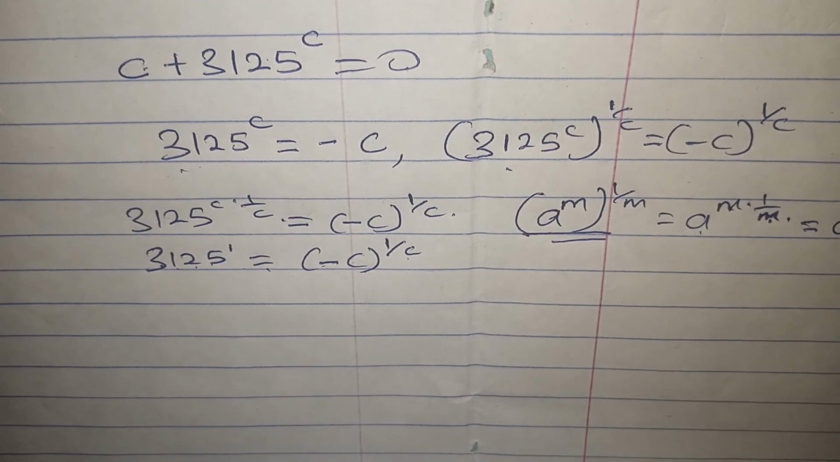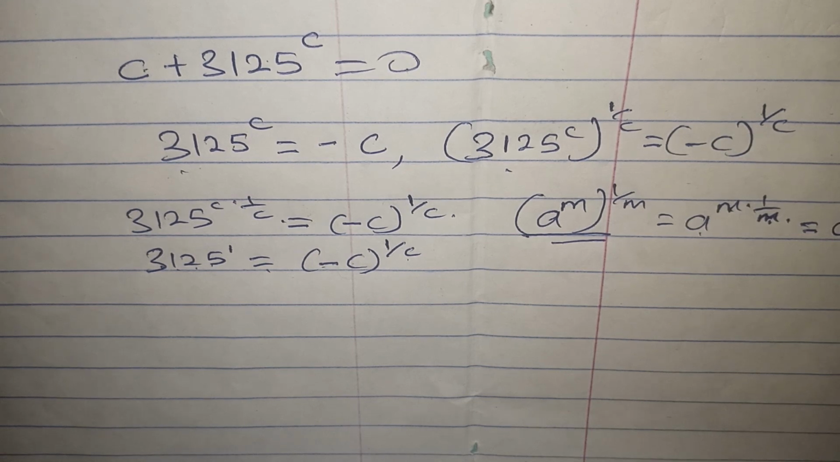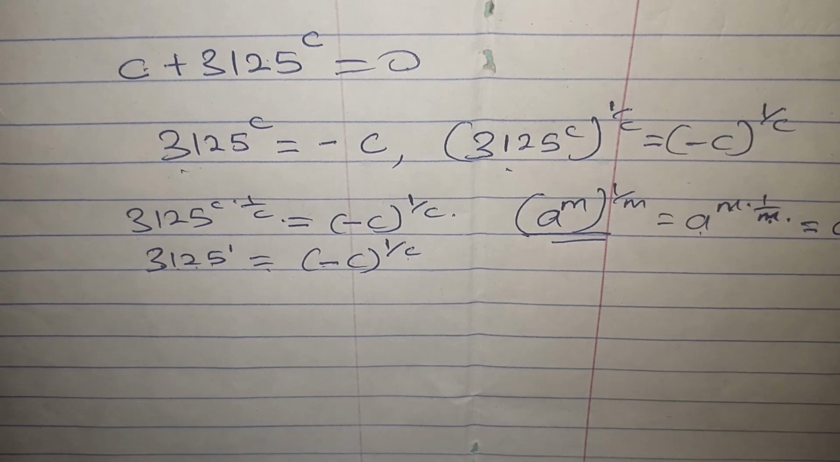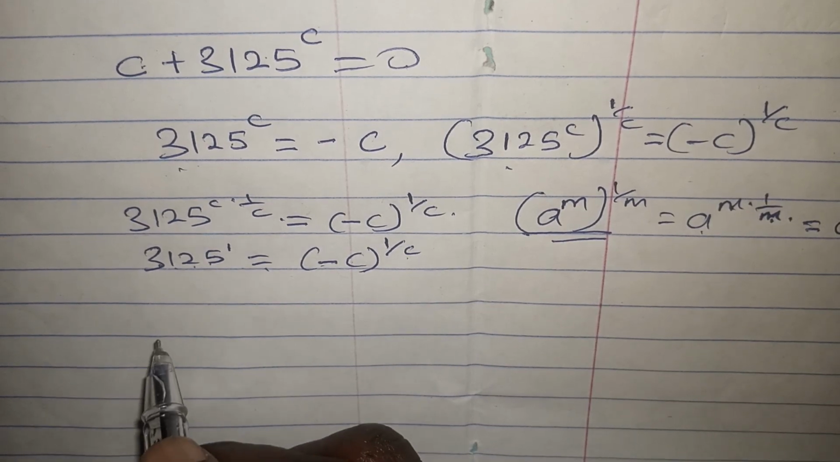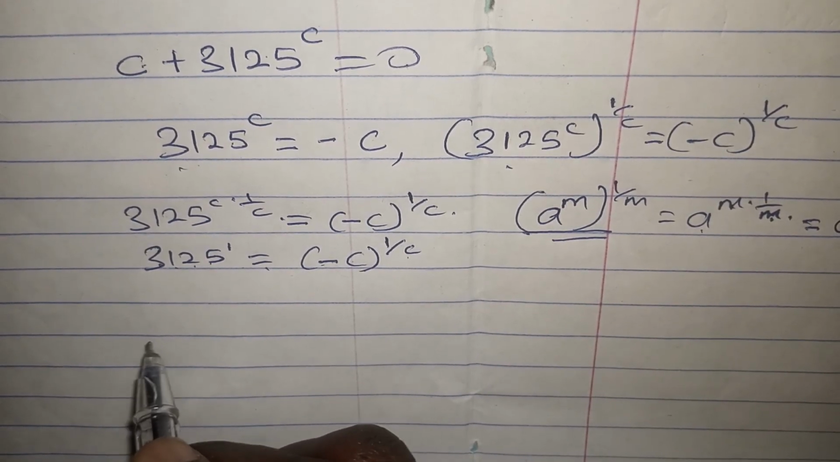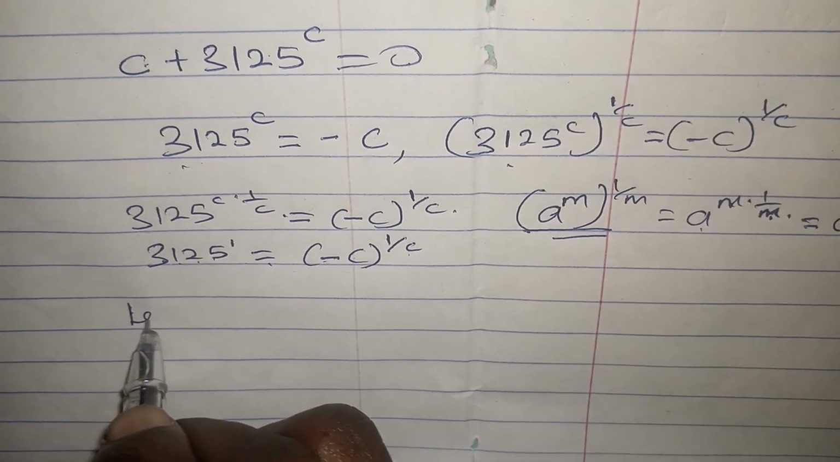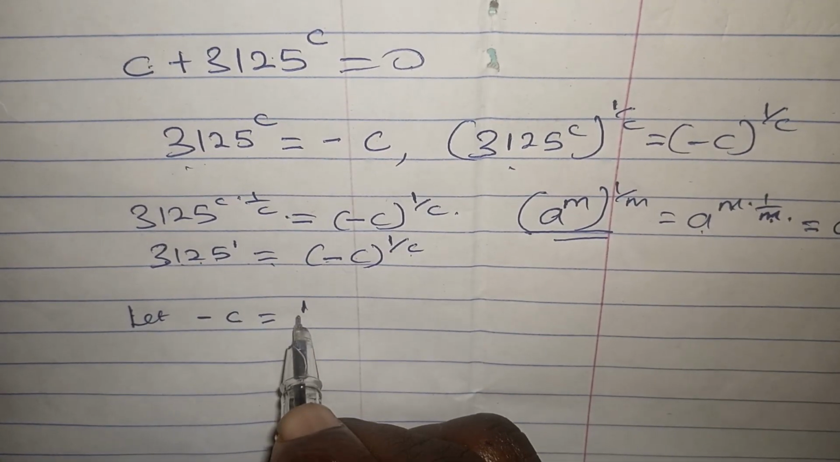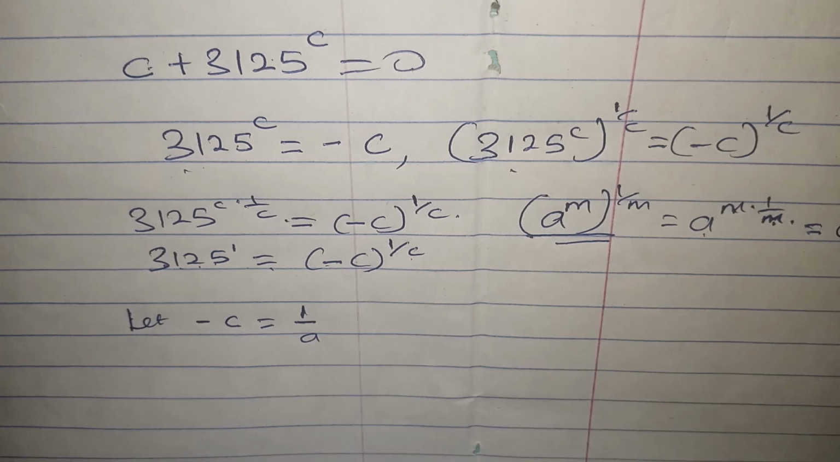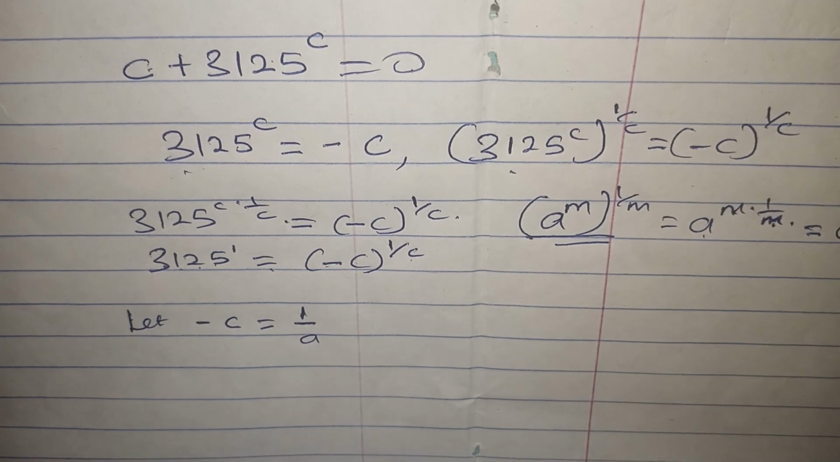For us to look for the value of c, we are going to substitute another value in the place of c. So I'm going to do something. Note, we have to be careful here. I'm going to say let minus c equals to 1 over a.